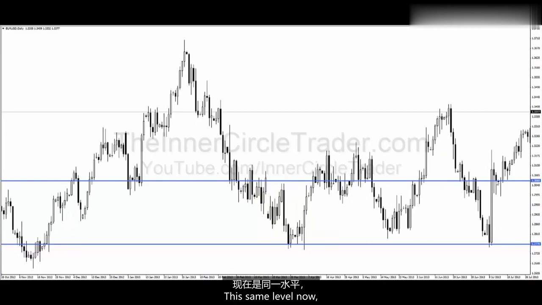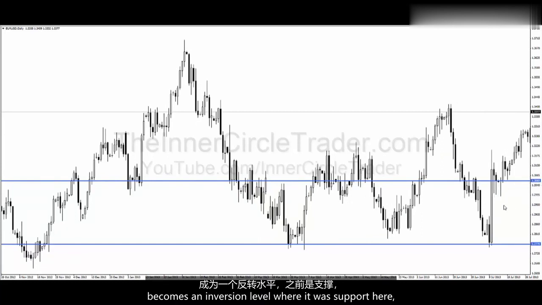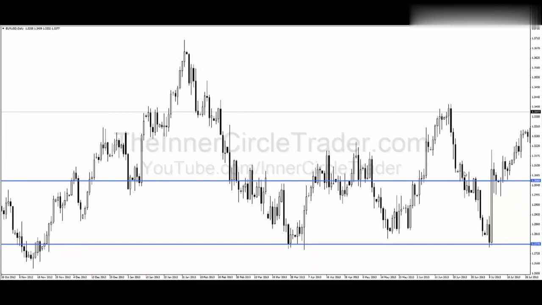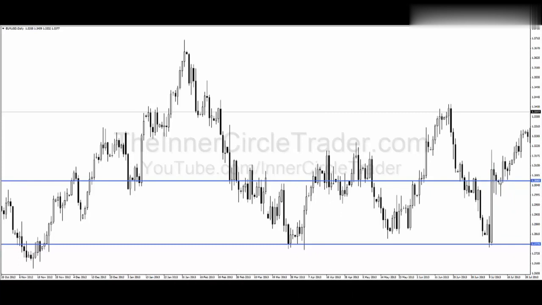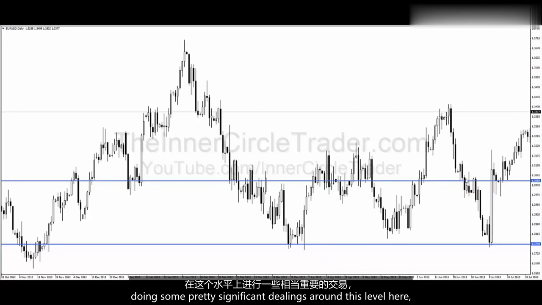This same level now becomes an inversion level. Where it was support here, it inverts, now it's changed its role, and now it acts as resistance. And as price comes right through it again here, now we're on the northern side of it again, so now it resumes its role of what? Support. Okay, so this tells you that the institutions are doing some pretty significant dealings around this level here.